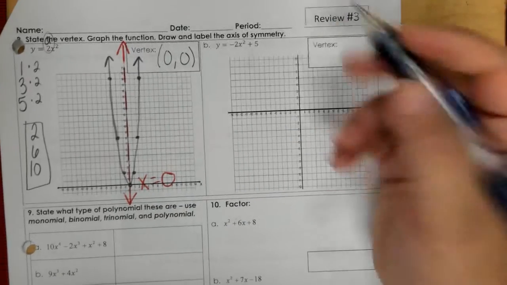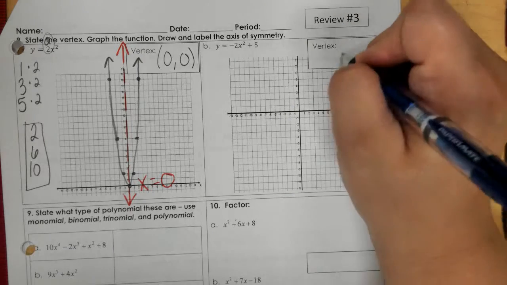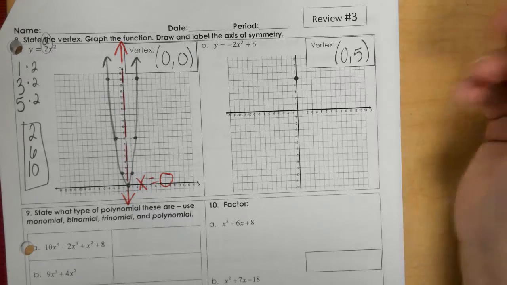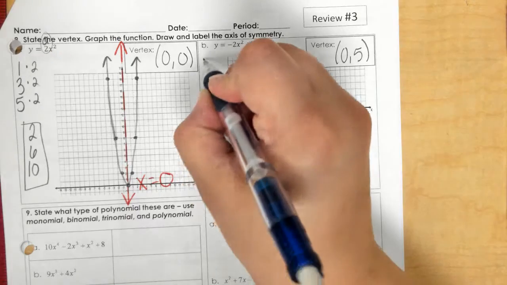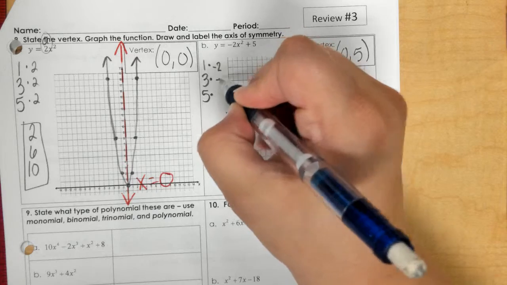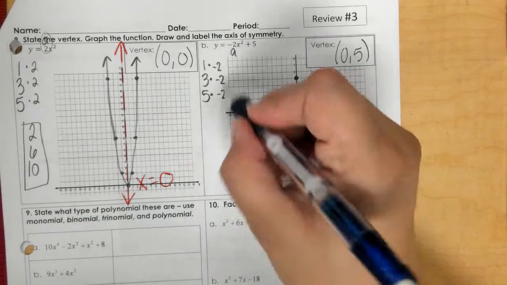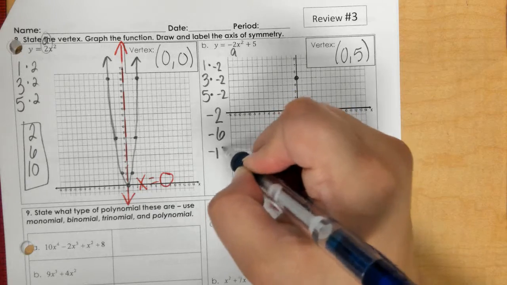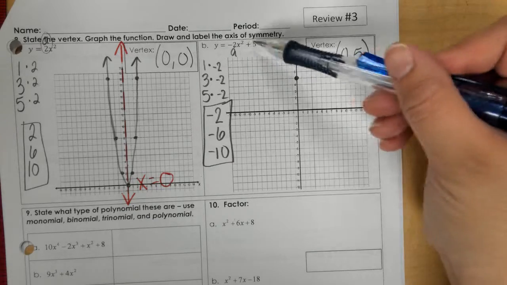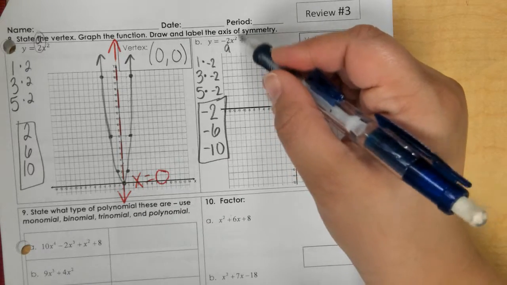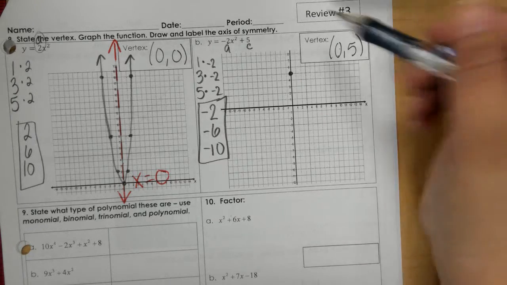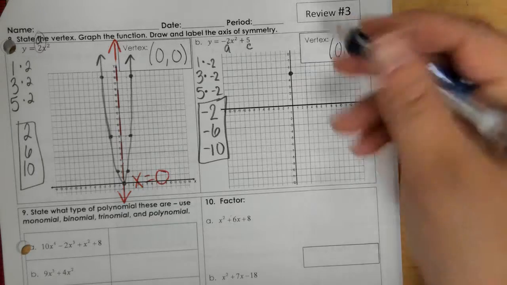Okay, in part B, we have the vertex of 0, 5. And we have our pattern of 1, 3, 5. And we multiply by negative 2, because again, that's your a value. And we get negative 2, negative 6, negative 10. Now the vertex is 0, 5 because when you're given a and your c value, there's no middle term, then your vertex is always 0, comma, your last number, your c value, which is 5. So I go to 0, 5.